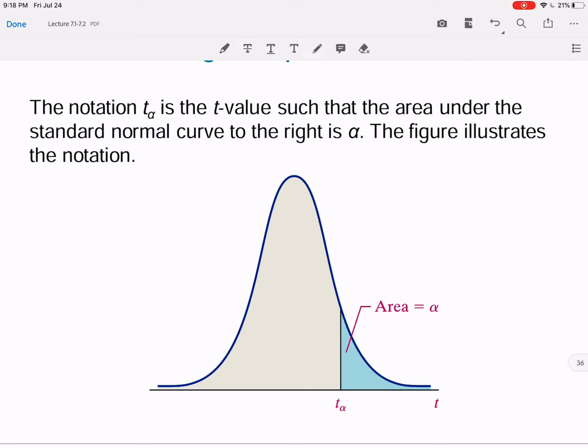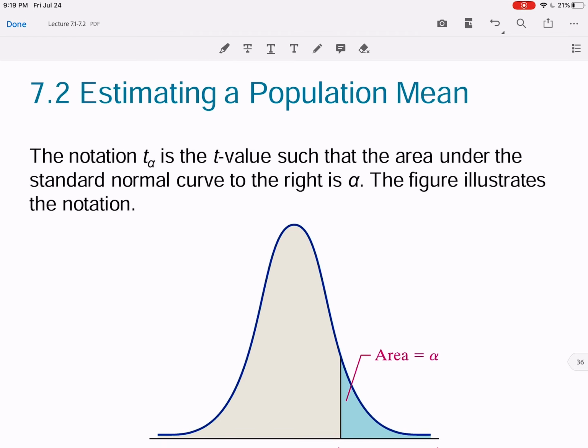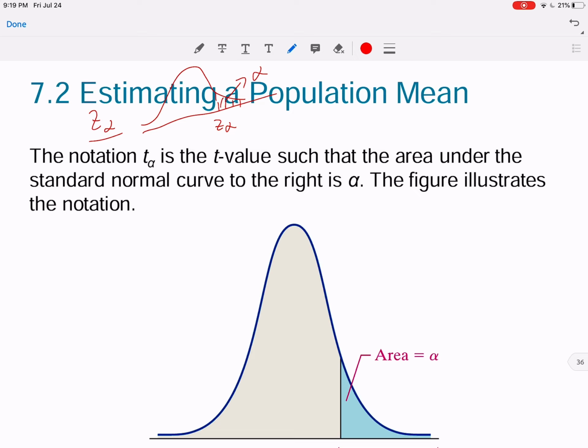The figure illustrates the notation. I'm not sure if you remember or not, but if you don't, please make sure you understand it. This notation, z sub half alpha, means that if we have a normal curve and this is z sub alpha, the area to the right of this z-score is alpha. Okay, that's a special notation.